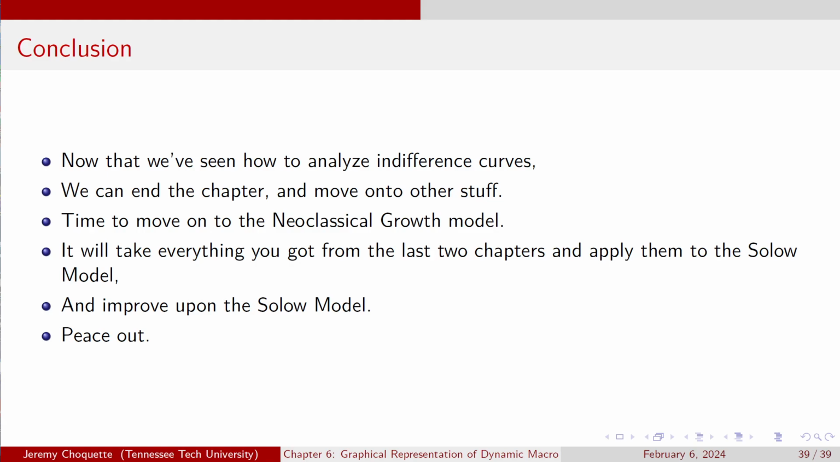So we saw how to analyze indifference curves, and I guess we can end the chapter on that and move on to the neoclassical growth model. And now that we've learned some dynamic optimization stuff and moved on to the neoclassical growth model, it's really going to take mostly things from chapter 5. Chapter 6 is just a way to envision what's going on in chapter 5. But we're taking chapter 5 and we're applying it over to the Solow model, which then improves the Solow model.